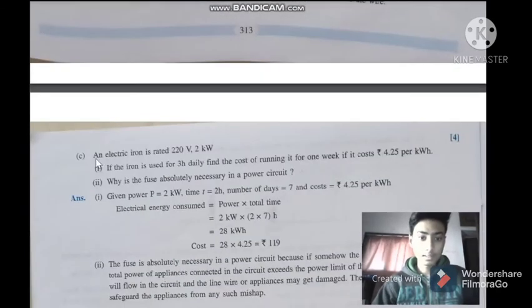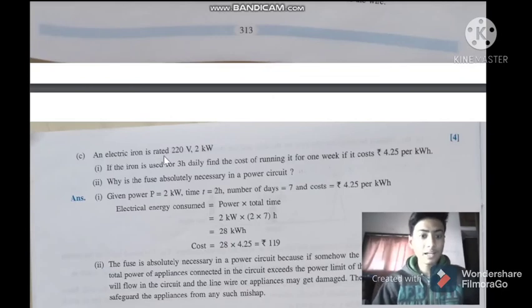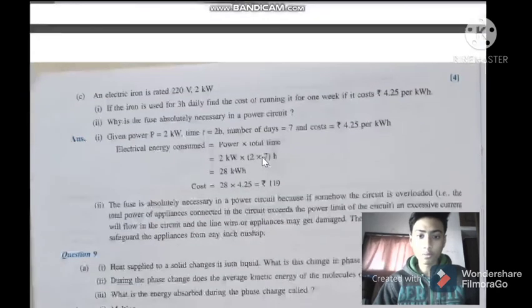Okay, next. Question C is given to me. An electric iron is rated 220 volt and 2 kilowatt. The iron is used for 3 hours daily. Find the cost for running it for 1 week, if the cost is 4.25 per kilowatt hour.